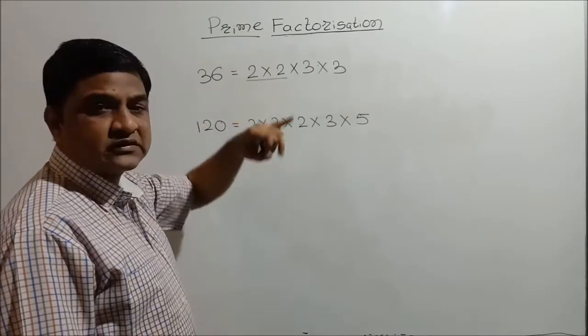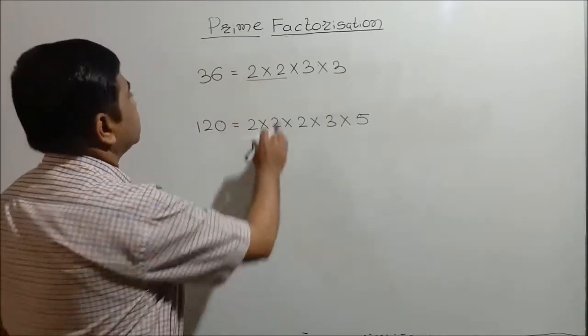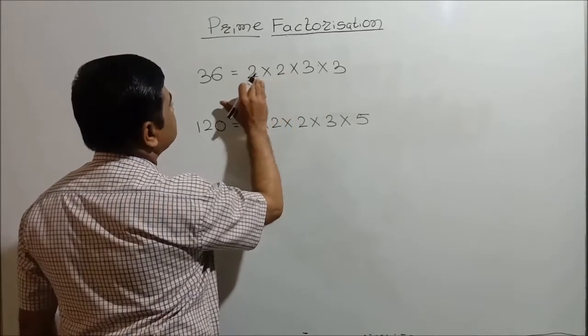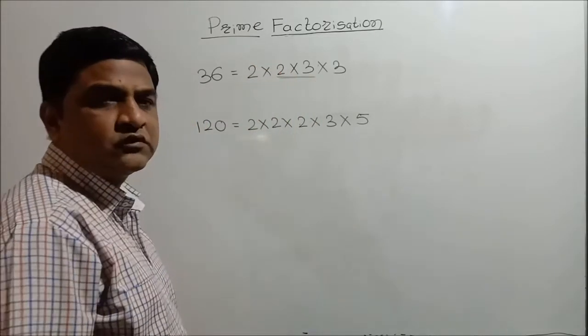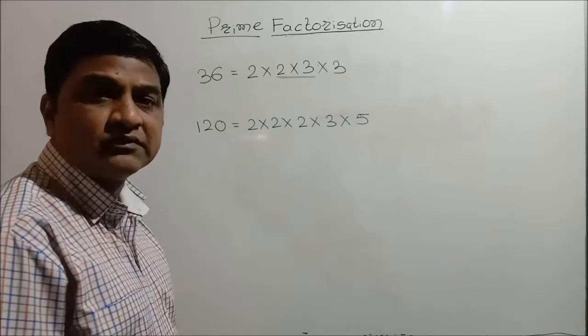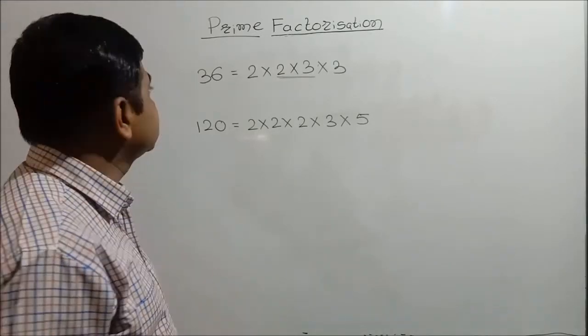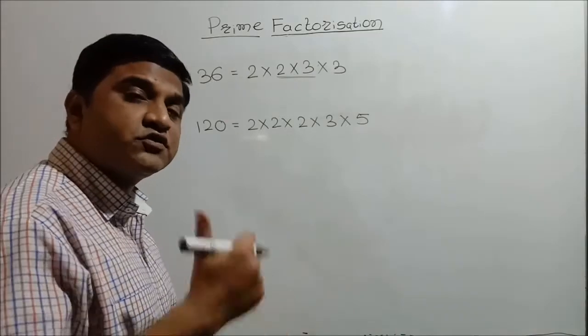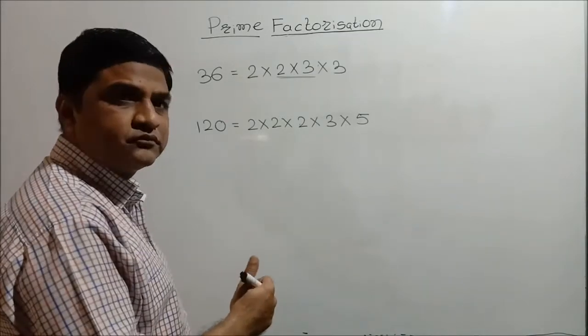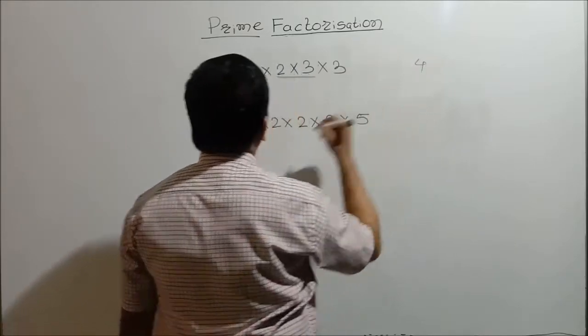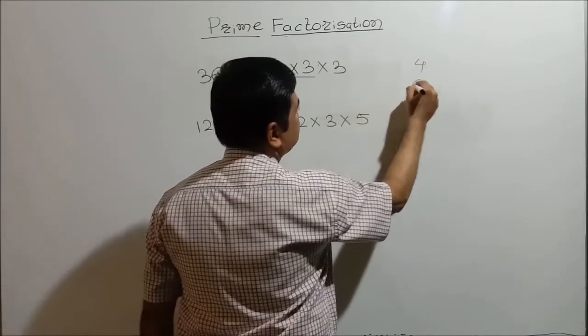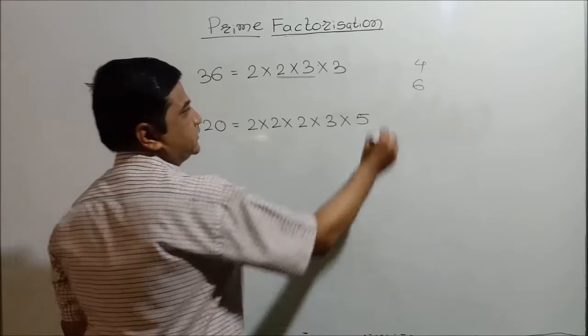4 9s are 36. Now what I am doing is taking the multiplication of these two numbers, 2 multiplied by 3, that will become 6. And 6 6s are 36. So 6 is also a factor of 36. See, so we are getting the factors of 36. We got 4 as a factor of 36. We got 6 as a factor of 36.